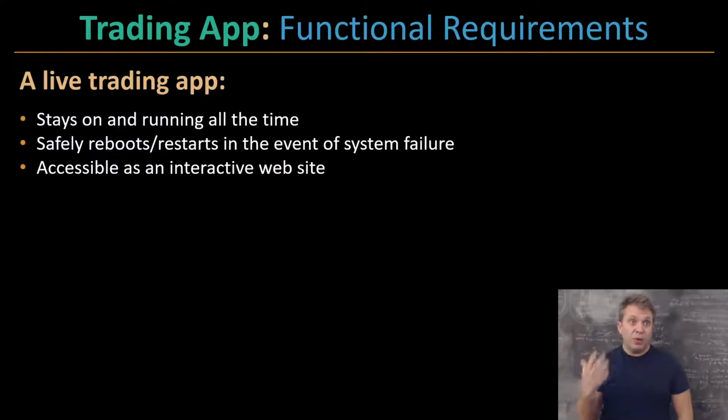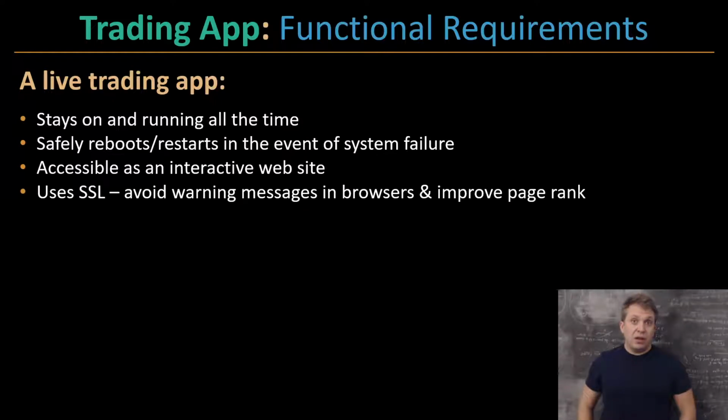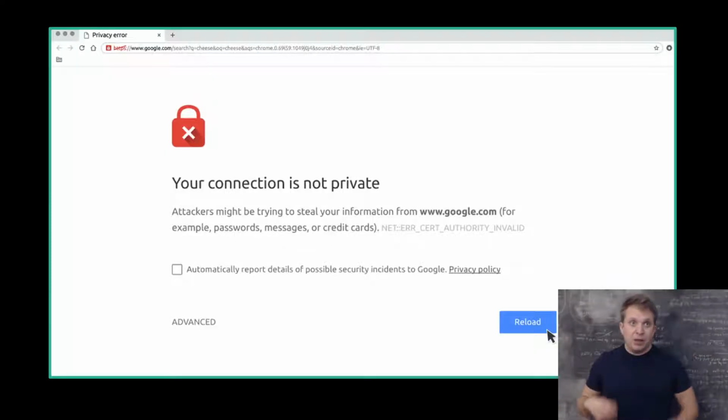So we need some way for this trading system to be active, and we're going to do that by making it accessible as an interactive website. And we're going to do this with SSL, which avoids warning messages in browsers, and it's going to improve your page rank on Google if you choose to have something like a public splash page. What I mean by that is everybody has seen this window at some point in time. It's what Google now gives to pretty much any website that doesn't use HTTPS.